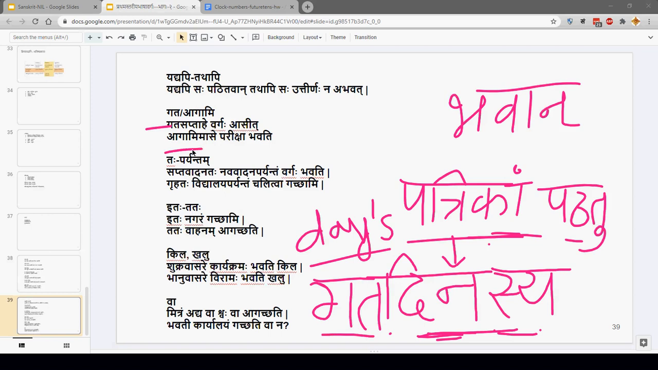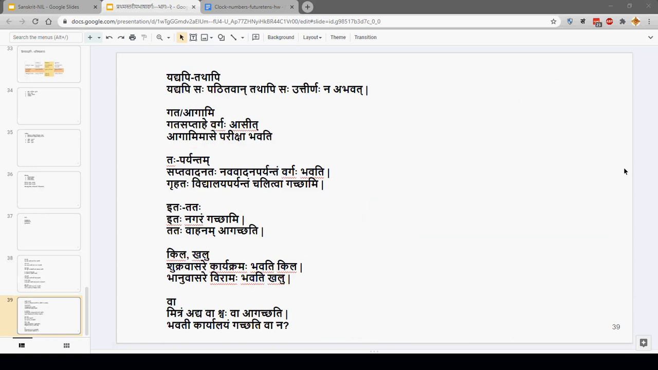And instead of Gata, if you add Agami, then it becomes coming. Agami Dinasya Patrikam Pathatu. Read the paper of the upcoming day. Agami. It's next or upcoming. Coming next. So the example shown here is Gata Saptahe Vargaha Asit and then Agami Mase Pariksha Bhavati. So in the coming month, Masaha is month. In the coming month Pariksha Bhavati. Test or exam happens.